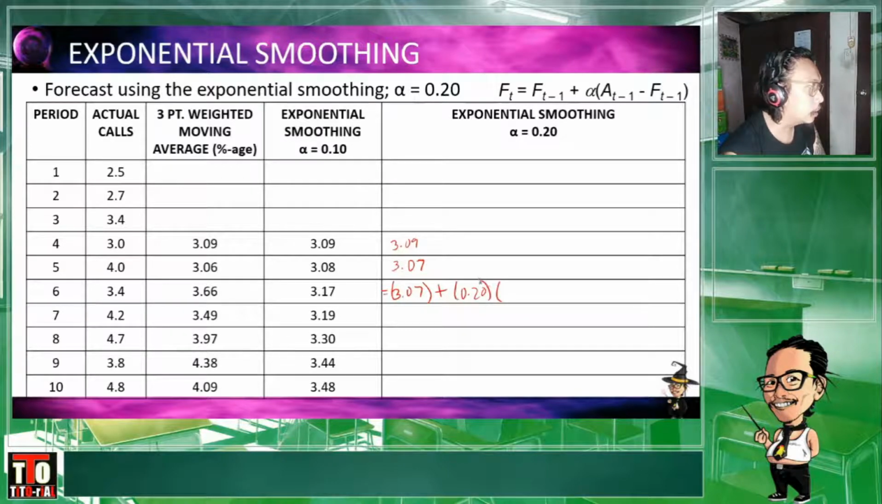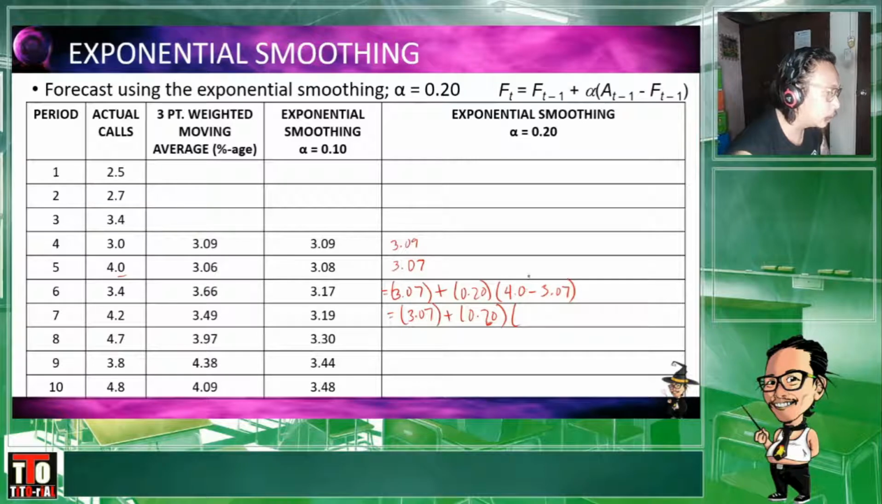Then again, our actual data for period 5 is 4. For this, minus our forecast of 3.07. So, 3.07 plus 0.20. Then 4 minus 3.07, you will have 0.93. Okay?